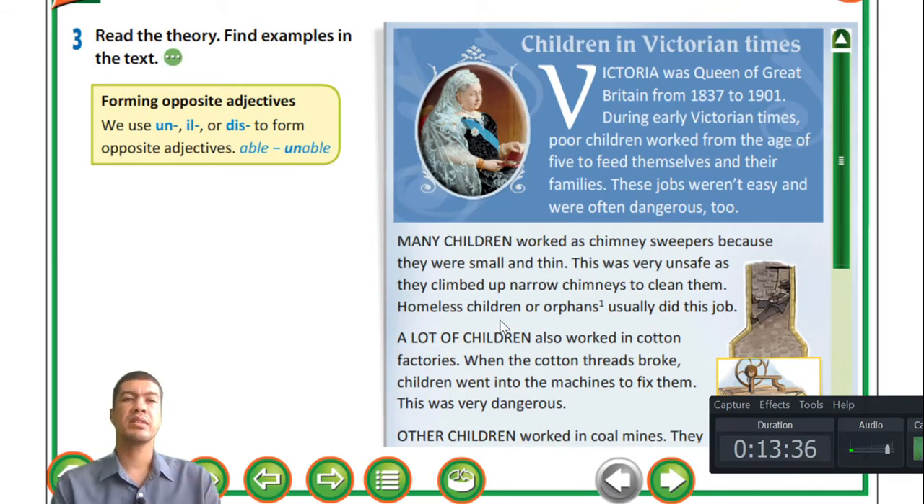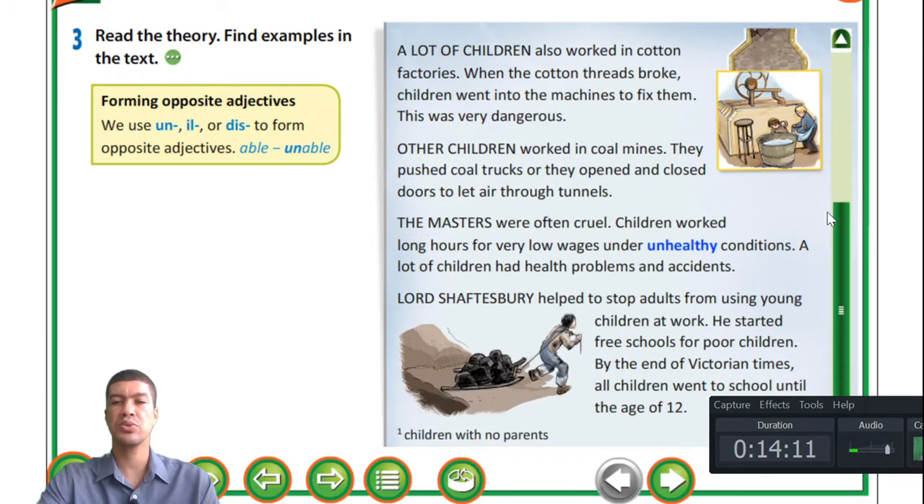Okay, read the theory. Now, this is the theory. Find examples in the text forming opposite adjectives. We use un, ill, dis to form opposite adjectives. For example, if we look at the word able, we're forming opposite adjectives and we say unable and not disable. All right, so if we need to find words in the text, I think there's only two.